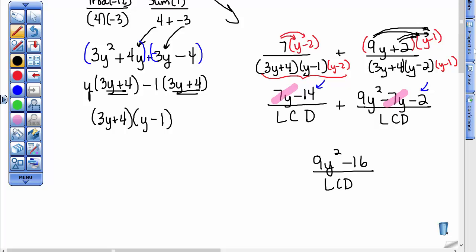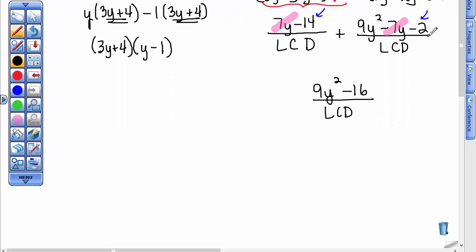That's called the difference of squares. So that can be factored into the product of two binomials. Because the square root of 9 is 3, I would put a 3y in the front of each of these. And because the square root of 16 is 4, I'd put a 4 in the back of each of these. One has to have a plus sign, one has to have a minus sign, so that when I FOILed this out, I would get that 9y squared minus 16.